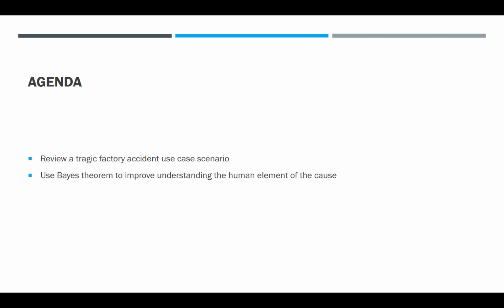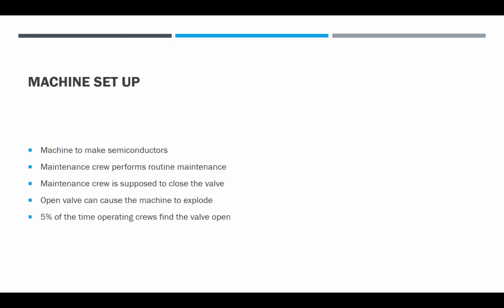And so I went through a couple of different examples. One was in the life sciences, actually detection of lung cancer, and one was whether a student studied prior to taking a test, based upon the test scores in my class. So right here we're going to review a tragic factory accident use case scenario, and then we're going to apply Bayes' theorem to improve our understanding of the human element of this particular cause of this accident. All right, this will be pretty straightforward.